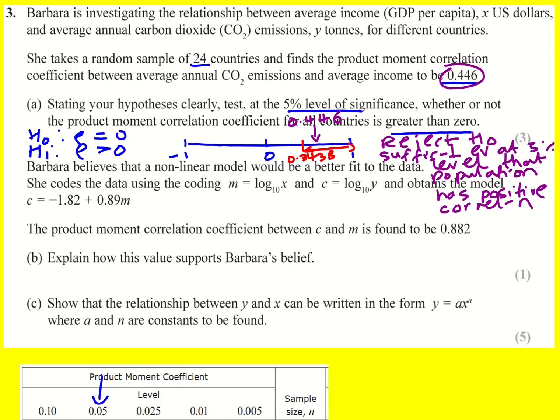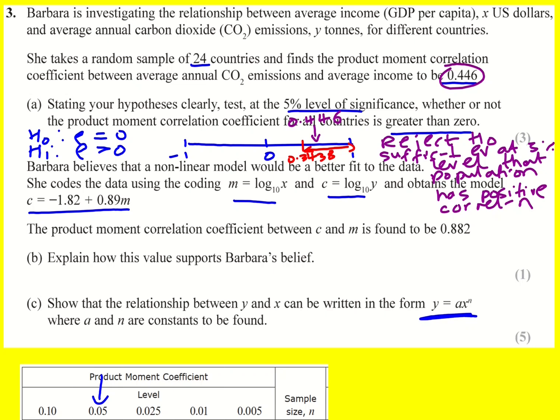Now, Barbara believes that a non-linear model would be a better fit for the data, and she codes the data as shown and obtains this model here. So we're getting into the idea of logs here, how you can have a non-linear graph and you can actually log one or both of the variables. In this case, it's both. And if you get a straight line, then you know it's a very particular kind of curve. In fact, it's going to be this sort of curve.